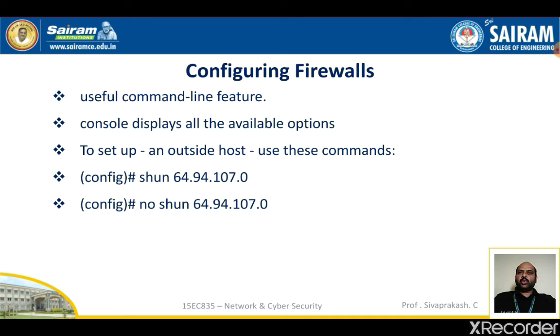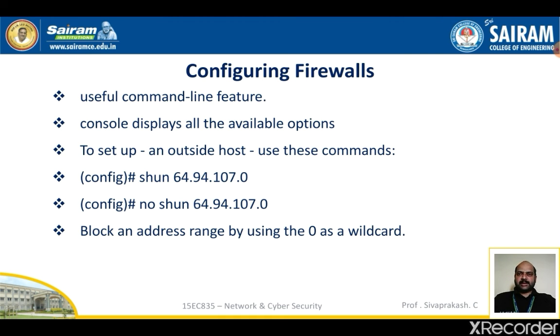These are the commands to set up a shun of an outside host and then remove it. So these are the commands we use to do those things. Usually it blocks an address range by using 0 as a wildcard. Search the firewall command reference for additional operations. Make sure that the command applies to your specific firewall model number, as commands vary significantly even within one series of devices.